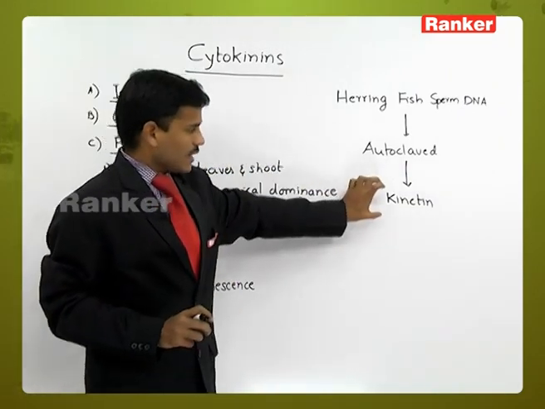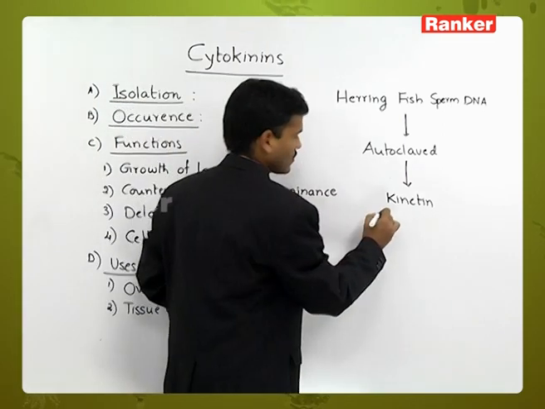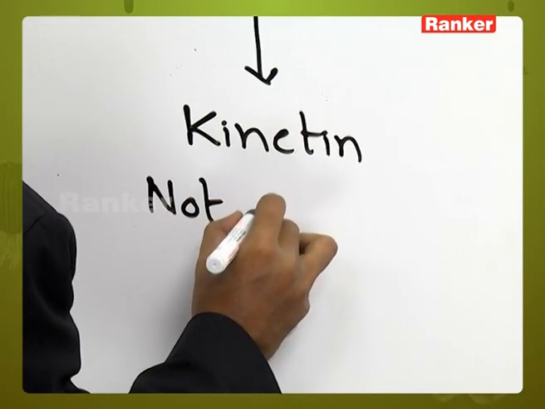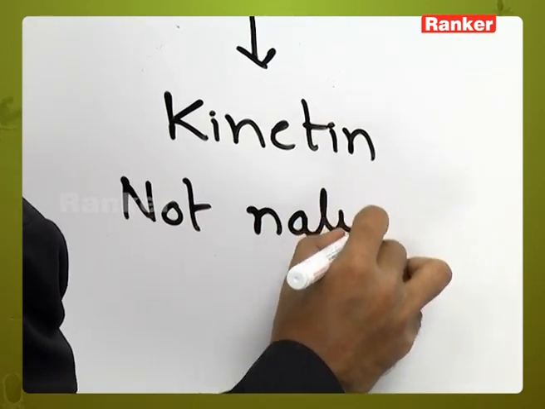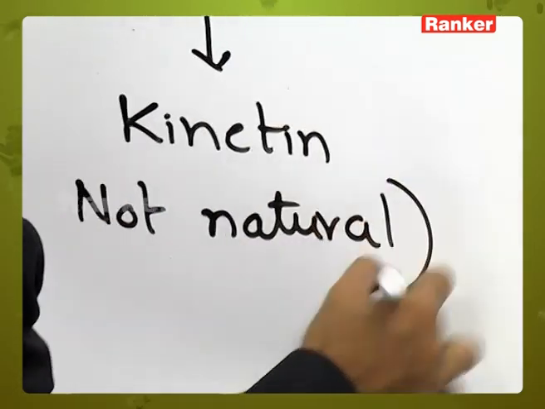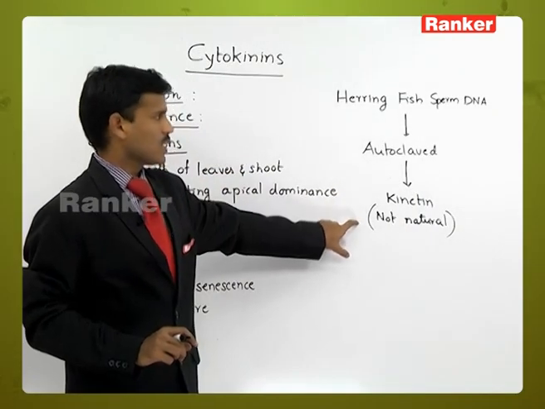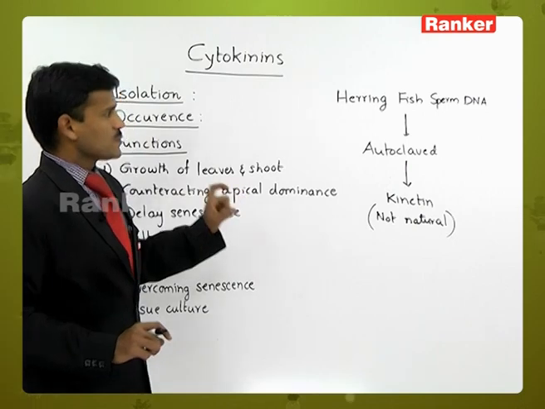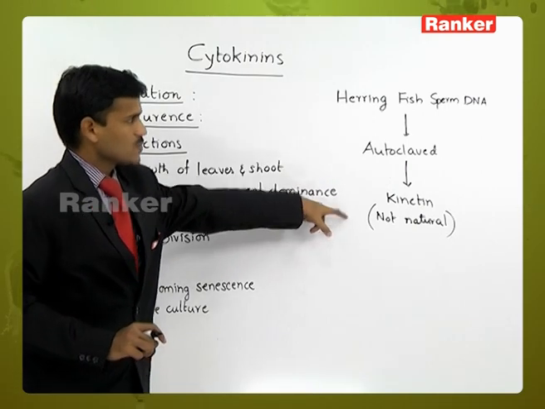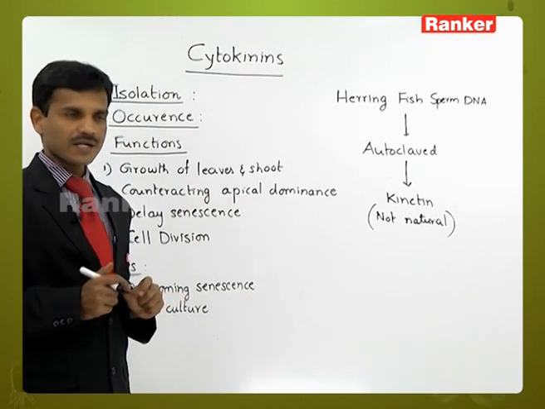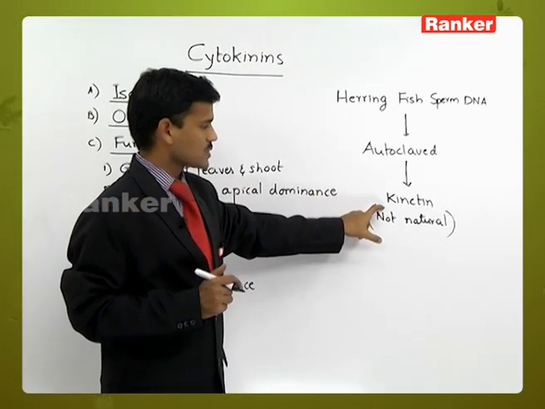So it is not natural. Why? Because it is produced only when the DNA is autoclaved. It is not a natural hormone, and it is produced from the sperm DNA only when the sperm DNA is destroyed.